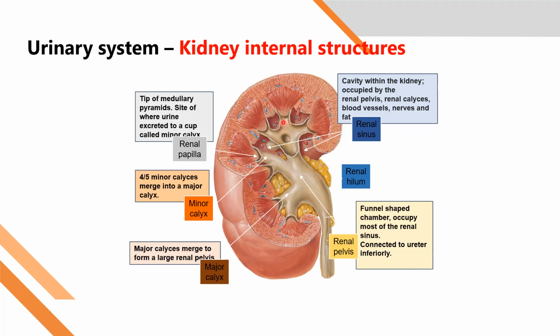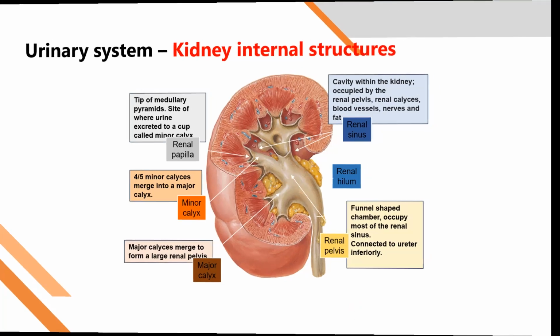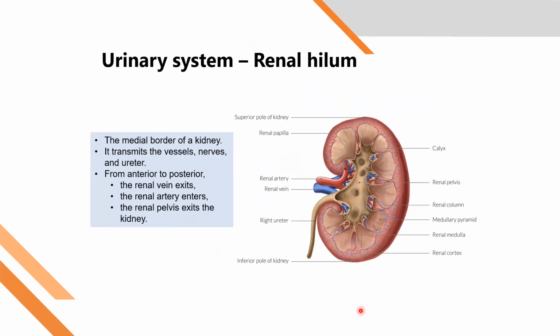Okay, the urine flow is from the tips of the medullary pyramids, goes into the minor calyx, to the major calyx, to the renal pelvis, and eventually to the ureter, bladder, and urethra. We have to know the internal structure of the kidney.